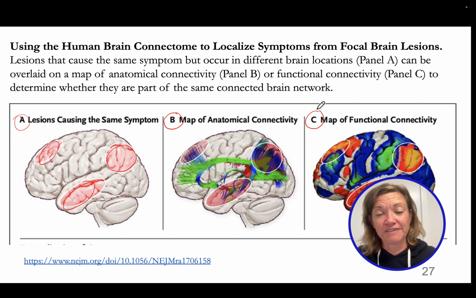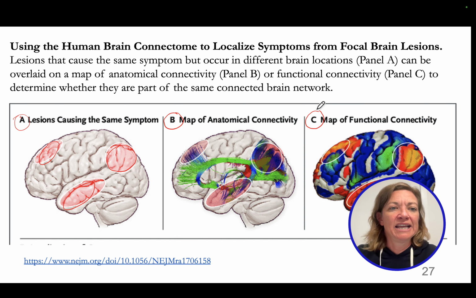This is a big emerging field using machine learning and AI to help predict and explain how lesions manifest clinically when they can be so variable. It integrates our knowledge of anatomical and functional connectivity of the brain.